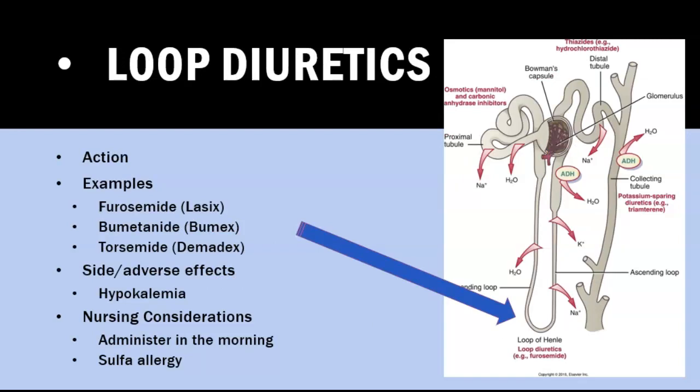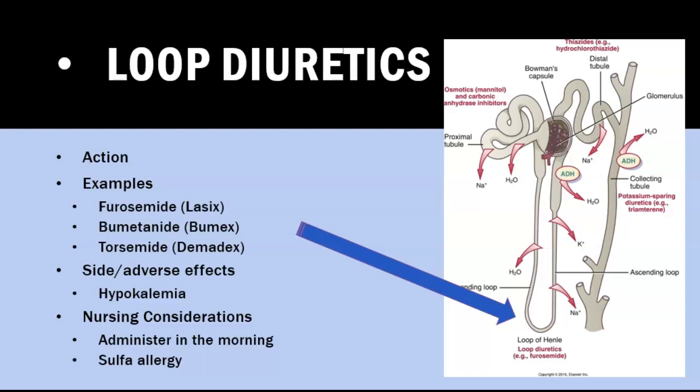Next is your loop diuretics, and these act on the ascending loop of Henle, and it inhibits the reabsorption of sodium, so it stops the body from reabsorbing that sodium. And then wherever sodium goes, water goes, so sodium and water are lost, along with potassium, calcium, and magnesium. Loop diuretics are going to be the diuretic that has the greatest diuretic effect, so be careful with your patients that are taking loop diuretics. Some examples are furosemide or Lasix, bumetanide or Bumex, or torsemide or Demadex.